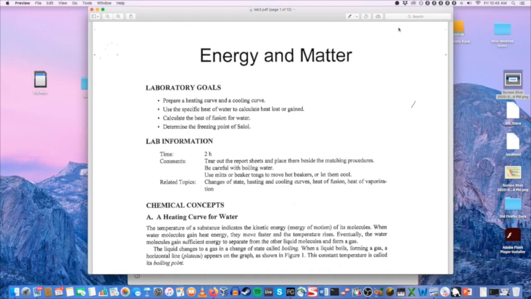In this lab we will be preparing a heating curve and a cooling curve, as well as using the specific heat of water to calculate heat lost or gained by a process. And then we will be additionally calculating the heat of fusion of water and determining the freezing point of a substance called salal, which is an alcohol of the salicylic acid family.